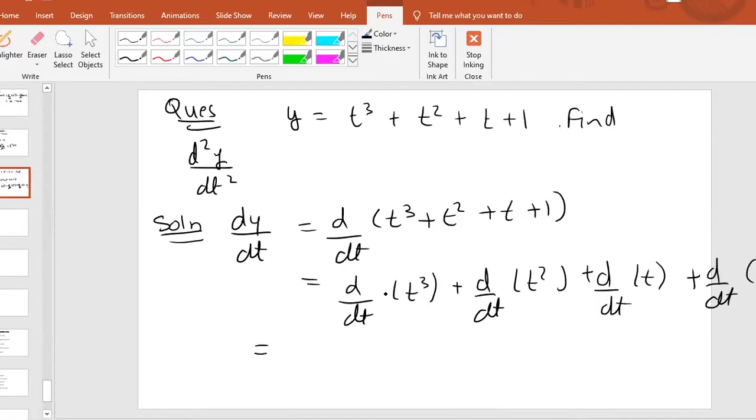Now we know the differentiation of t cube is 3t square, plus differentiation of t square is 2t. Differentiation of t is 1. We have already proved differentiation of t is 1. How is it 1? Because it is t power 1 form. t power 1 means 1 into t power 1 minus 1, that is t power 0, which is 1. So if we differentiate this function one time, we'll get dy by dt as 3t square plus 2t plus 1.